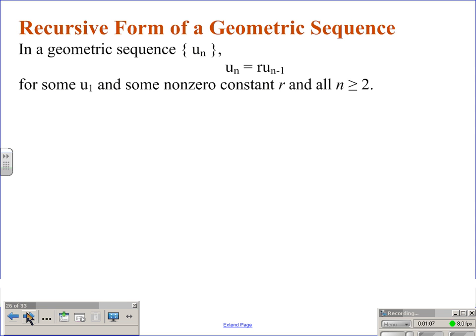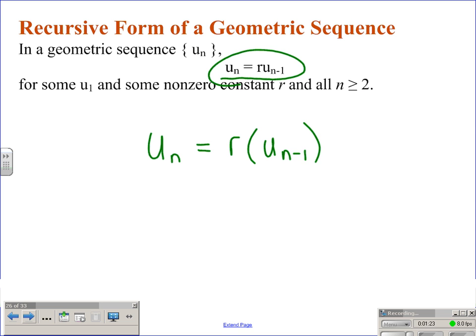So the recursive form for a geometric sequence is here, and let's just talk about it a little bit. The nth term is going to be found by taking that common ratio and multiplying it by the previous term. Okay, so for example, let's say that we have 2, 6, 18, and then 54. It's a sequence that continues.